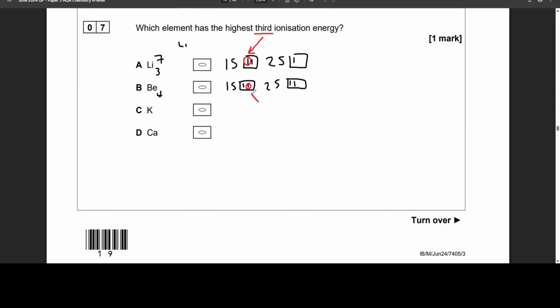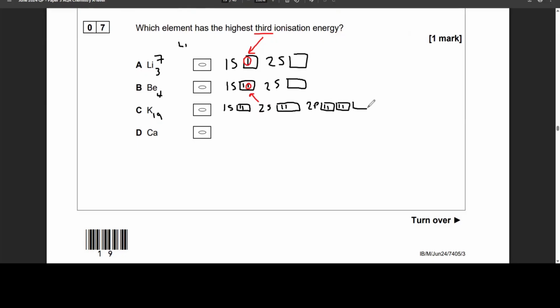Look at beryllium. With beryllium, we're breaking into a brand new energy level. So I reckon beryllium's is going to be even higher than lithium's because you're removing those first 2 electrons from the 2s2, which will be quite difficult because that is a full orbital, but then you're breaking into a brand new energy level.